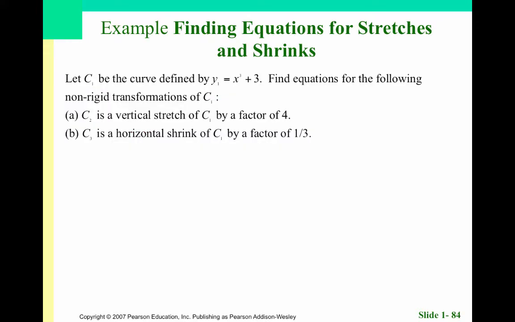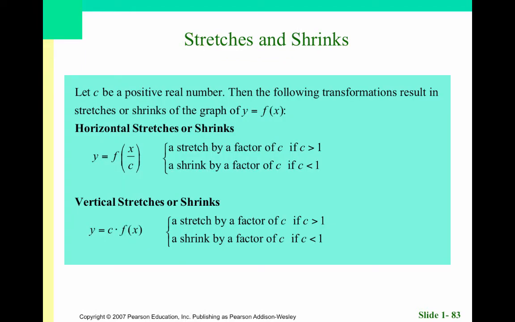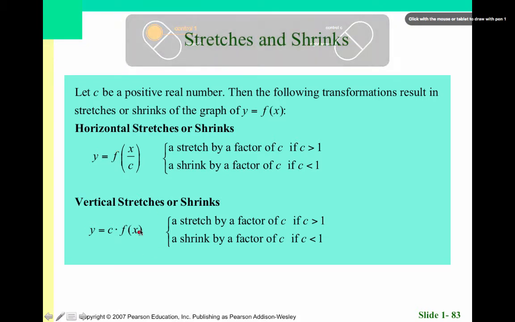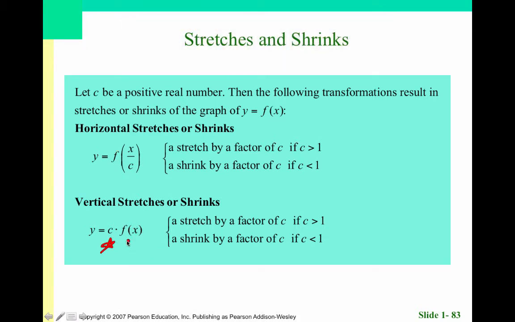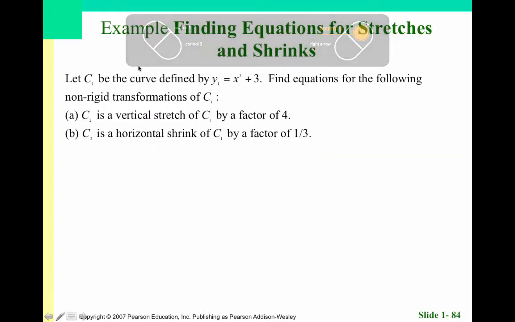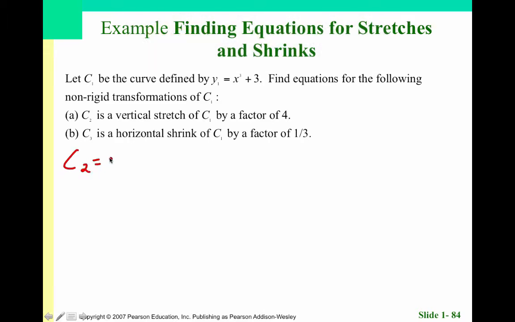Let's just take a quick look. If we're going to follow the rules that they just gave for me, it says we're going to start with y equals x cubed plus 3. And then we're going to stretch vertically by a factor of 4. So I think vertical stretch meant, if I look right here, I'm going to multiply the entire function by the value. So let's do that now. So C2 is what we're creating. Take the entire function and multiply by 4.